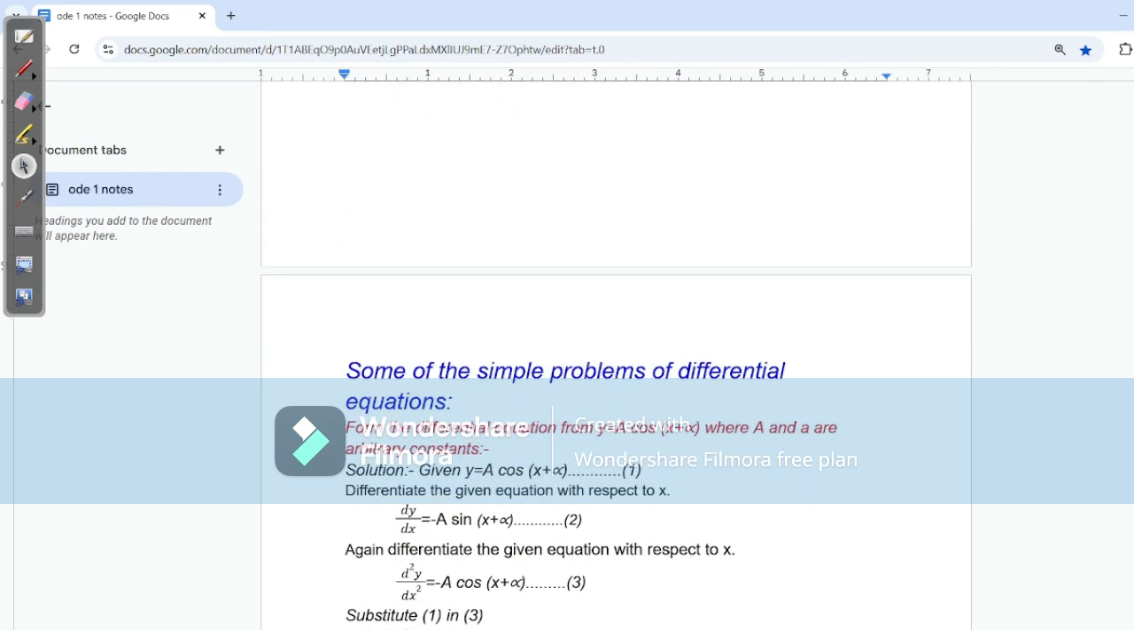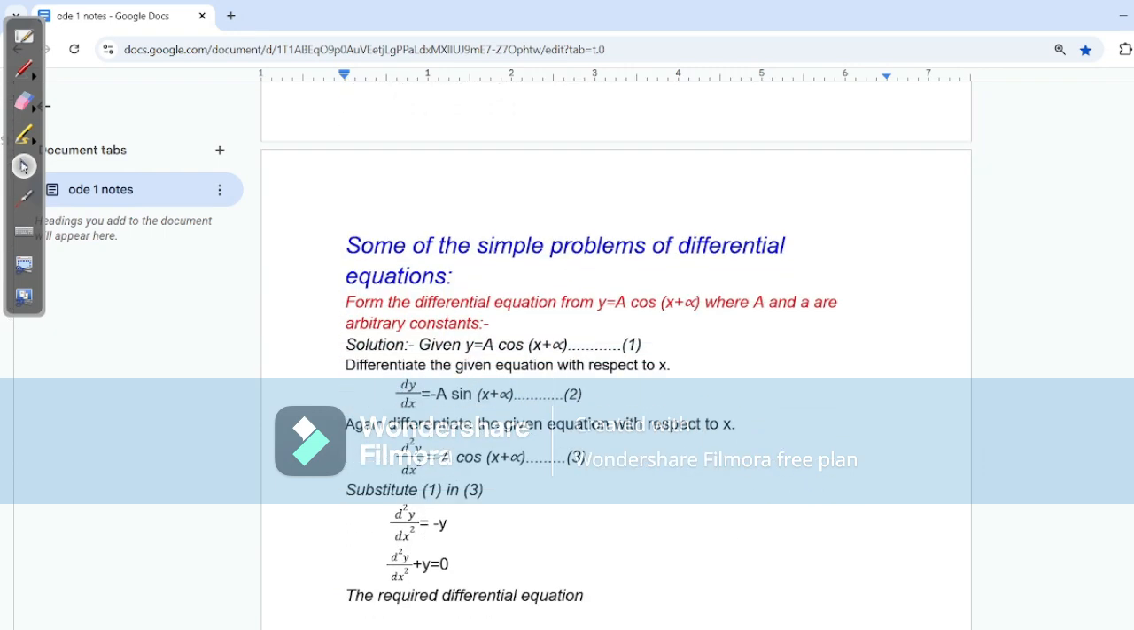Example, this is one of the example problems. We have to form the differential equation from y = A cos(x + alpha), where capital A and alpha are arbitrary constants. Given y = A cos(x + alpha), differentiate the given equation with respect to x, which gives the value dy/dx.